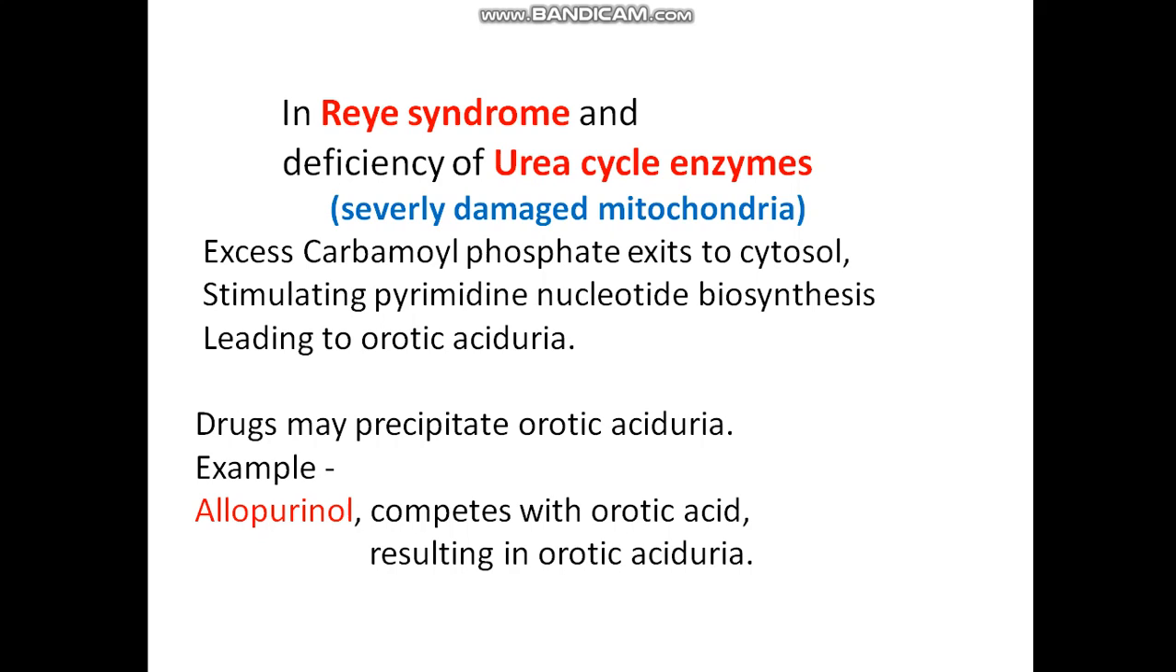And that leads again to the urea cycle enzymes, because what happens there is the mitochondria is severely damaged, so urea cycle enzymes also become deficient, and this leads to excess carbamoyl phosphate, which is not utilized for the synthesis of citrulline, exits to the cytosol and stimulates the pyrimidine nucleotide biosynthesis, leading to orotic aciduria.